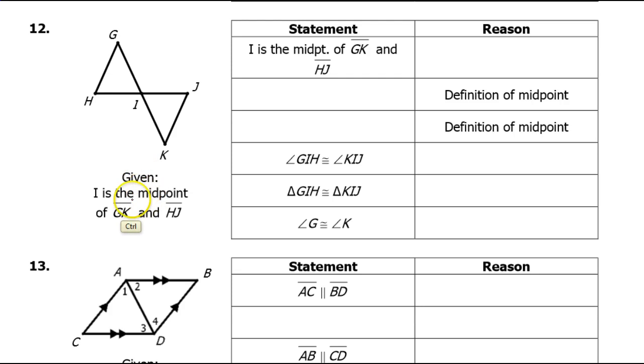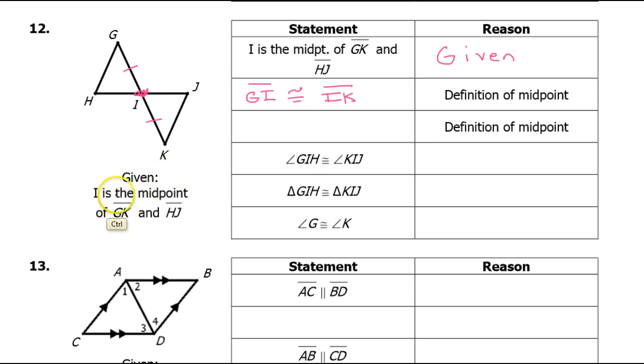For problem number 12, we are given that I is the midpoint of GK and HJ. So if I is the midpoint of GK, so here's GK, that means GI is going to be congruent to IK. So let's write that down. GI is congruent to segment IK. And that's the definition of midpoint. If you have a midpoint, then it'll be congruent on either side. Oh, I forgot to write down given for the reason for this.